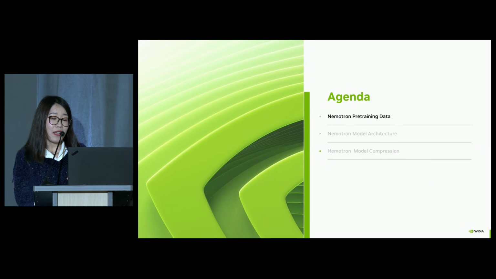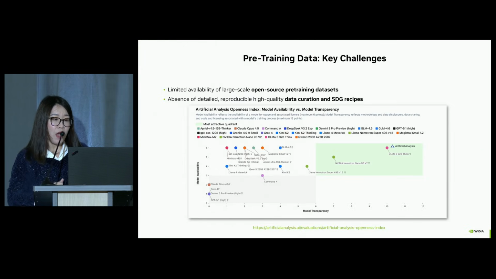Now let's check out the pre-training data. In terms of pre-training data, I summarize two major challenges. First, very limited availability of large-scale open source pre-training datasets. And second, the absence of detailed, reproducible data curation and SDG recipes.